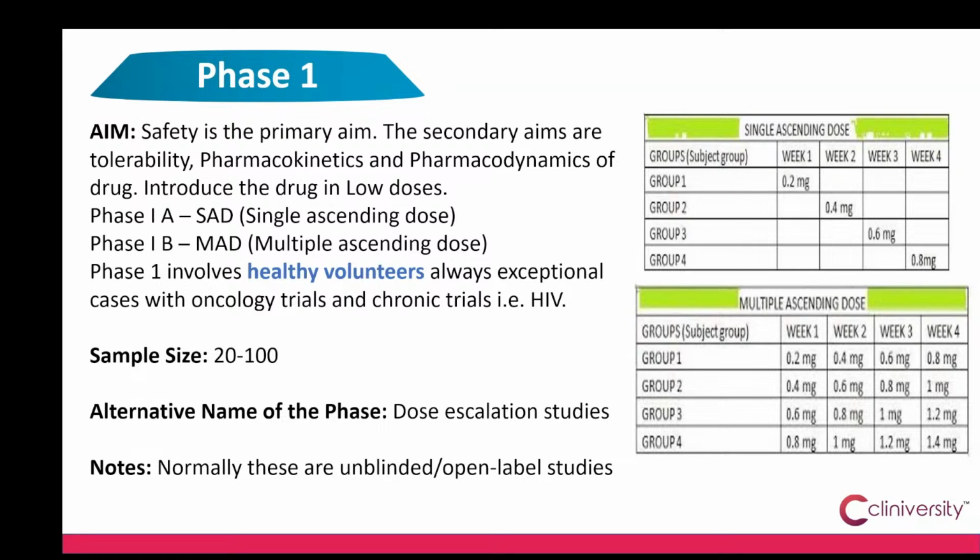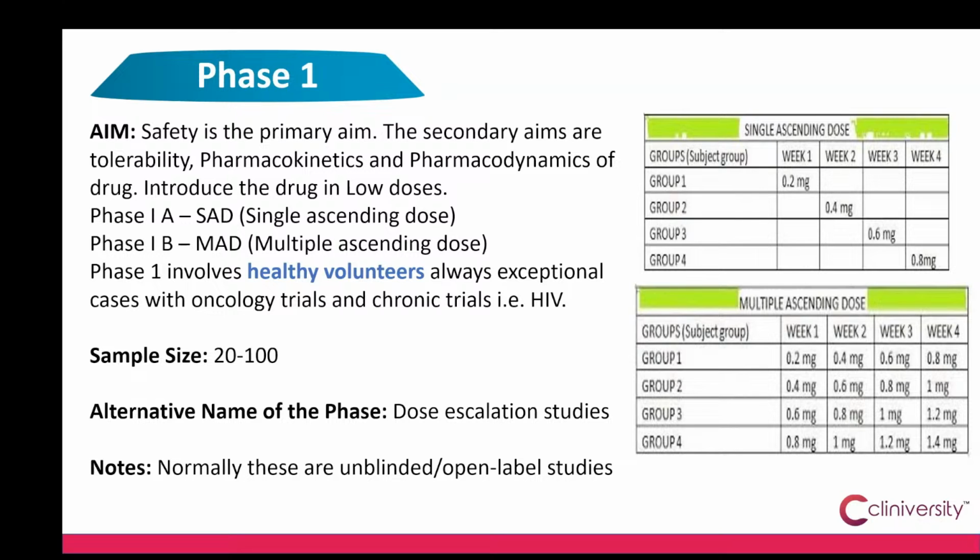So we are not checking how much dosage is curing the disease. We are checking how much dosage will be available in the human body. That's why it's always preferred to give it to healthy volunteers rather than diseased subjects. But phase 2 and phase 3 involve diseased subjects, because the main aim of phase 0 and phase 1 is to fix the dosage.